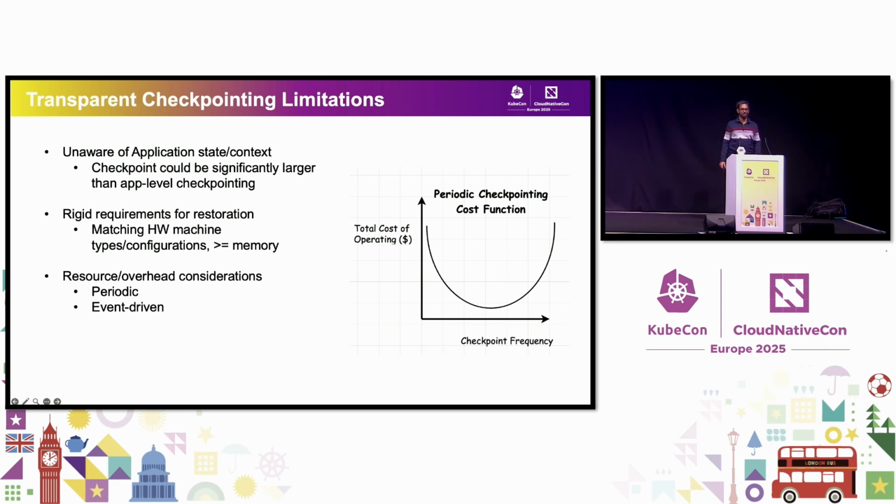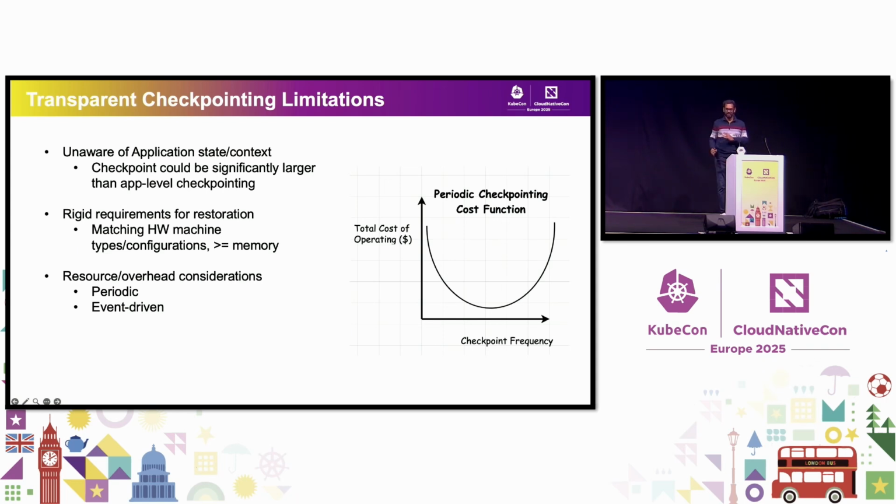There's also some resource considerations, like how much compute time it takes, and that can vary between periodic and event-driven checkpointing. So these are pretty much two types of checkpointing you can do. So periodic is like the word, you keep checkpointing every few minutes or a few seconds based on how you configure it. And then event-driven is if you know that there's going to be a failure, then you can checkpoint it, and then keep the latest checkpoint.